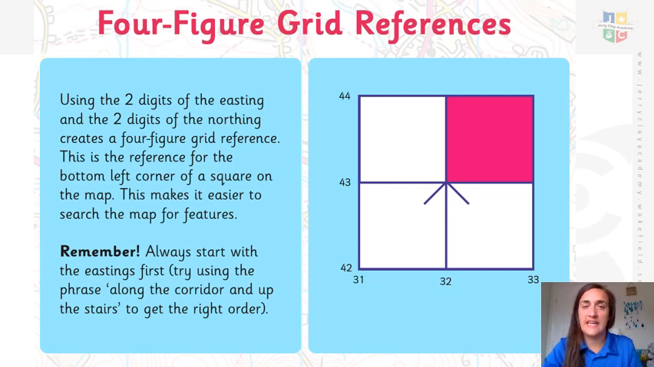Hopefully you've remembered that the easting goes first, and that would be 32 because it is on line 32. So 32 would be the first number, and then 43 would be the second number. So the grid reference would be 32, 43. That phrase that we use in coordinates is really useful here, so just think along the corridor and up the stairs. I always find that really useful.